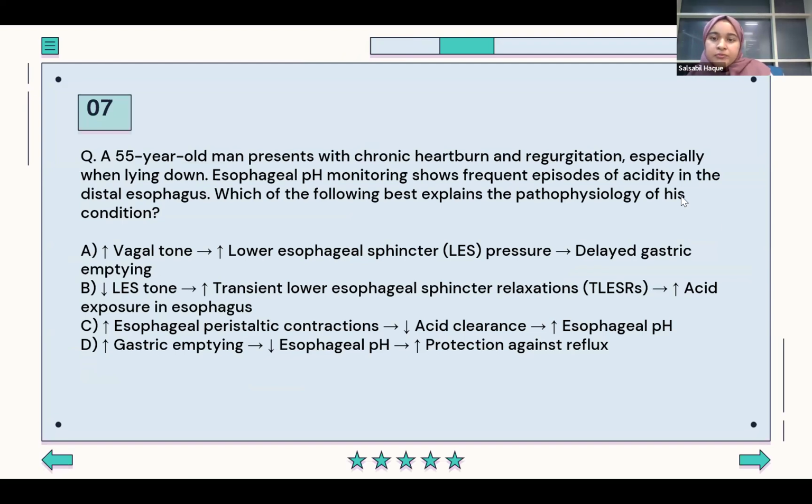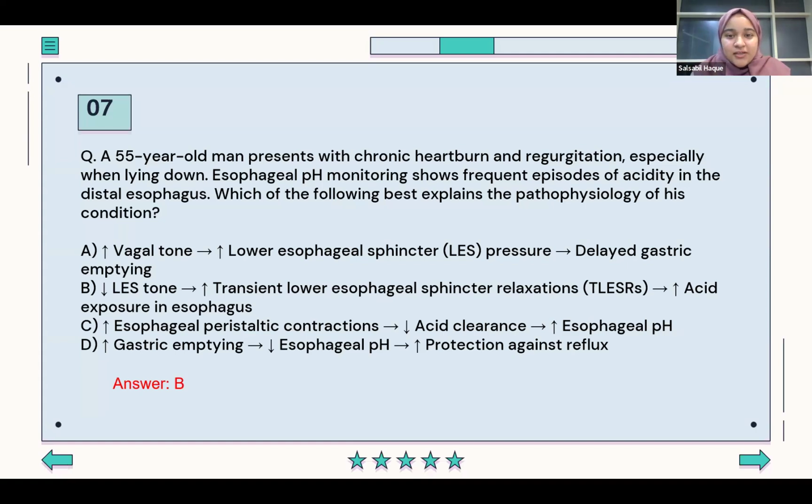A 55-year-old man presents with chronic heartburn and regurgitation, especially when lying down. Esophageal monitoring shows frequent episodes of acidity. Which of the following best explains the physiology of his condition? Okay, B. Any other answers? The answer is B. You're right again, mashallah.